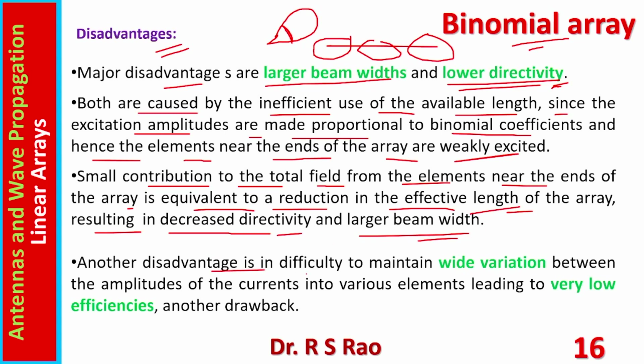Another disadvantage is the difficulty to maintain wide variation between the amplitudes of the currents into various elements, leading to very low efficiency. Another drawback. We have seen in the first element, if the current is 1 ampere, next element it is 5 amperes. Large variation. 1 ampere, 5 ampere, then it may be 10 ampere, something like that. Roughly I am telling you. Maintaining large variation is difficult and it leads to a very inefficient system.